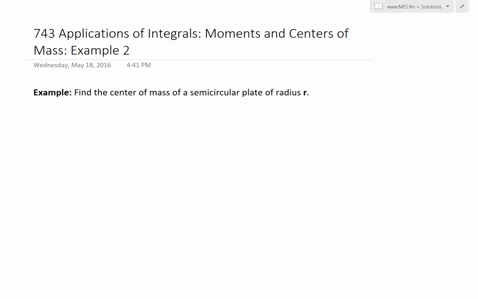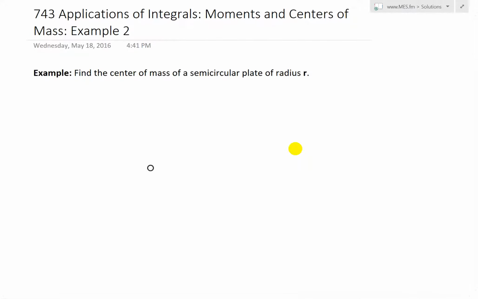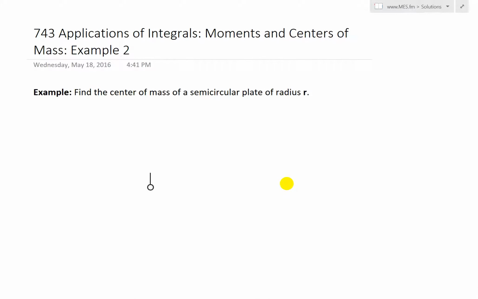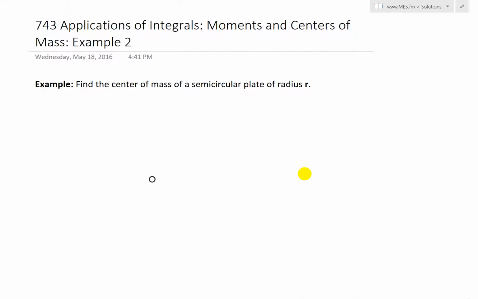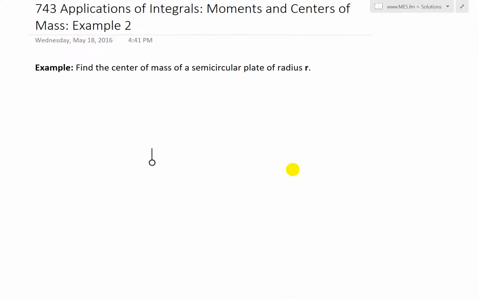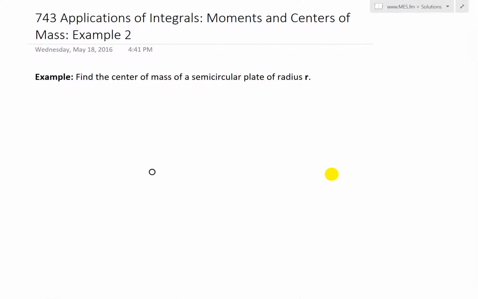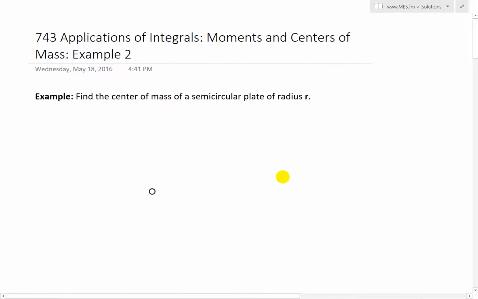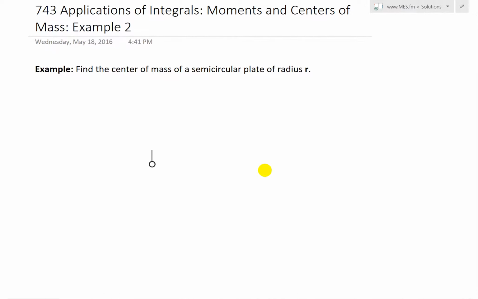Now we'll go over example 2 of the example series, which states: find the center of mass of a semicircular plate of radius r. This is basically like my last video, where I went over the derivation for a general plate or region, finding the moments and centers of mass. Now it's time to put those integrals that we derived into practice. So let's try to find the center of mass of this.